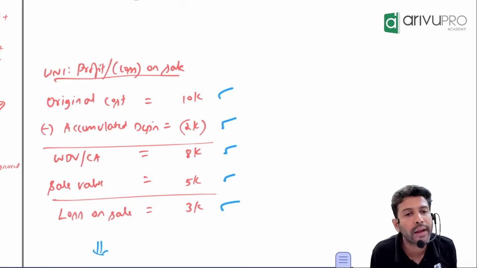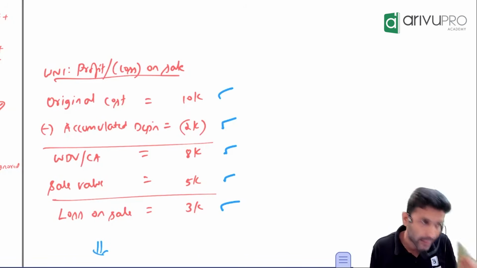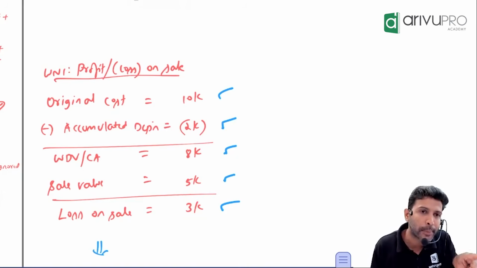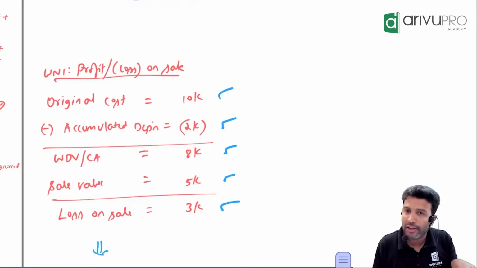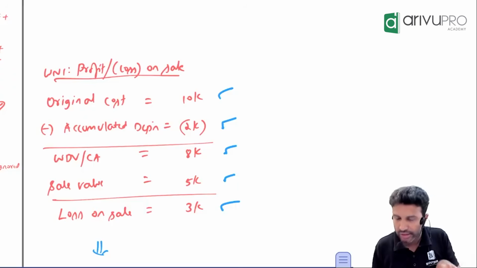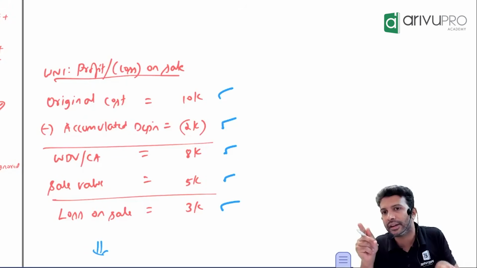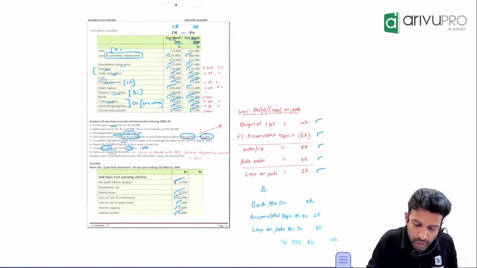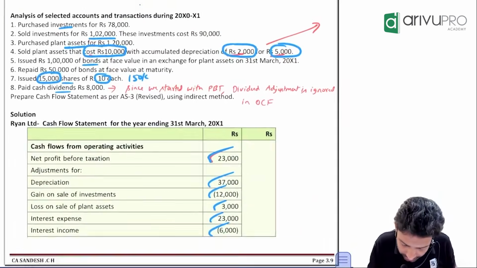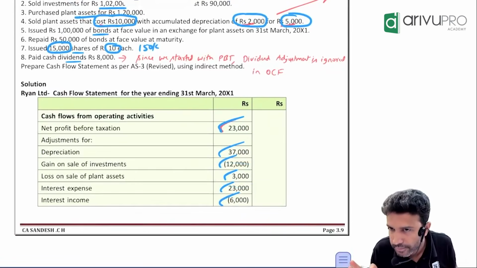It has gone where? P&L. Due to this loss, what happened to your P&L? Reduced. That means your operating cash flow also reduced. Is it operating activity or investing activity? So what should we do? Add back. Did we already do that? Yes, here we already added back. Already done. Okay.